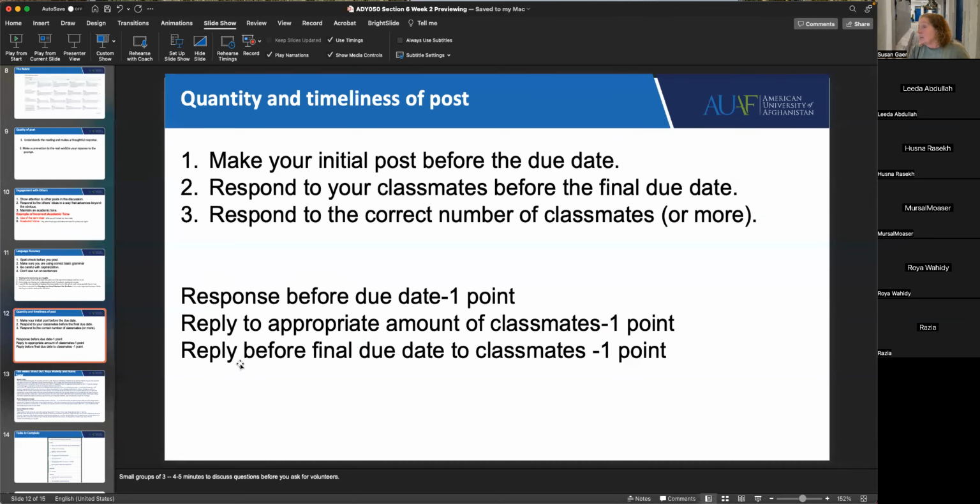Okay. Last one is quantity and timeliness of your post. It says, make your initial post before the due date, respond to your classmates before the final due date, respond to the correct number of classmates or more. You're welcome to respond to more than 2. Okay, if you do it before the due date, you get a point. If you reply to the appropriate amount of classmates, you get a point.